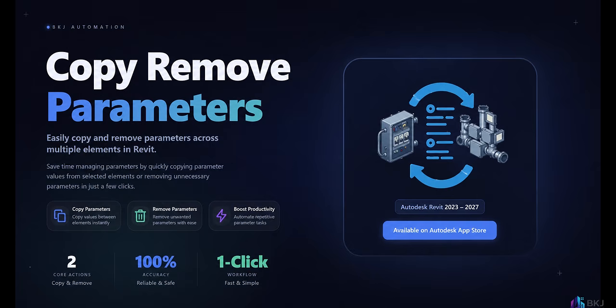If you've ever spent time manually copying parameters from one Revit family to another, one by one, you already know how painful that is. Today I'm going to show you a plugin I built called Copy Remove Family Parameters that makes that entire process automatic. You can copy, rename, and batch apply parameters across as many families as you want in seconds. And on top of that, it also lets you remove parameters from a family just as fast.